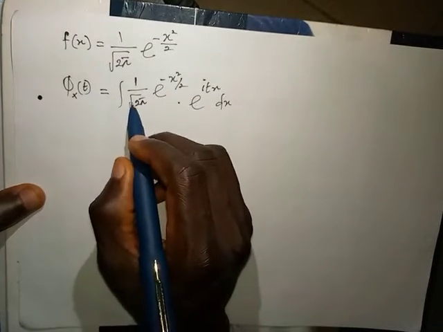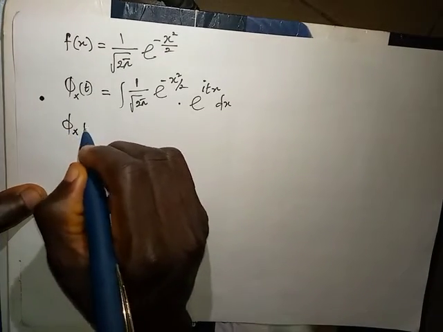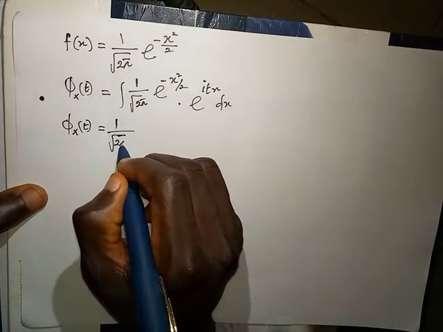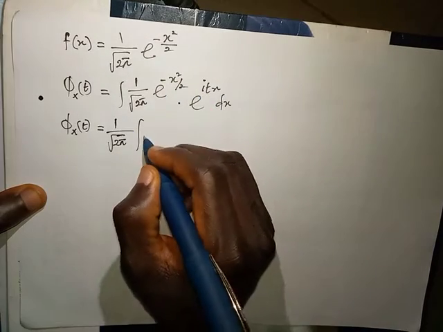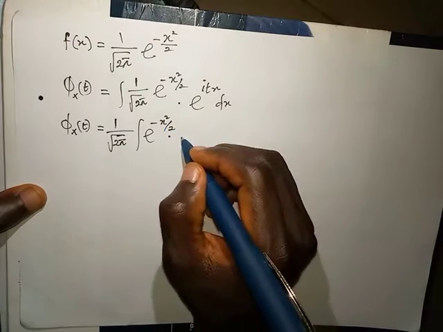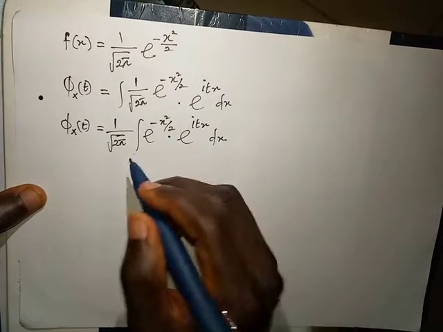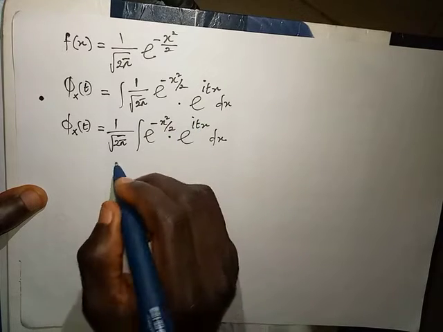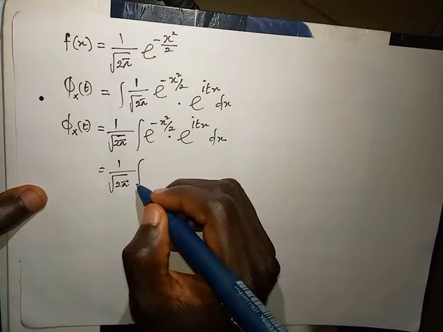Now this is a constant and we can take it out. So we have phi subscript x of t equals 1 over square root of 2 pi integral. Now we are left with exponential raised to power minus x squared over 2 multiplied by exponential raised to power i t x dx. So using the knowledge of indices, we can join these two together and we say this equals 1 over square root of 2 pi integral.